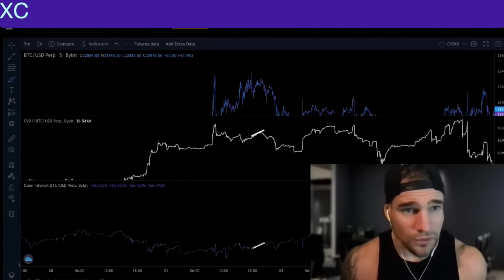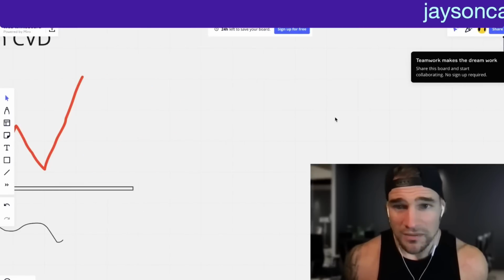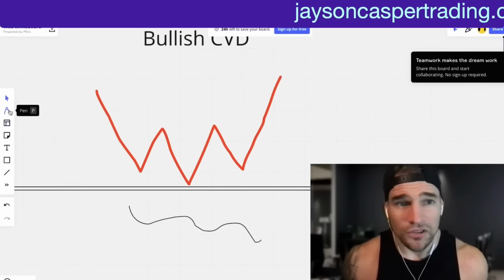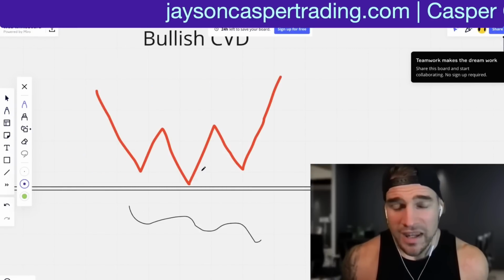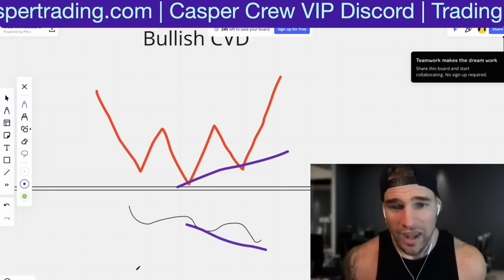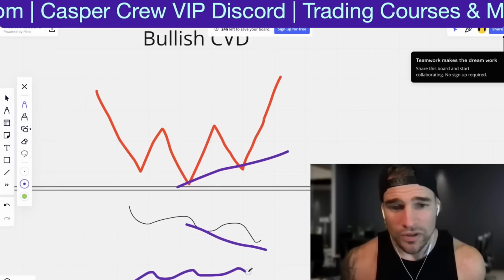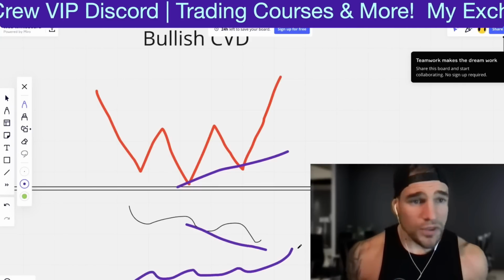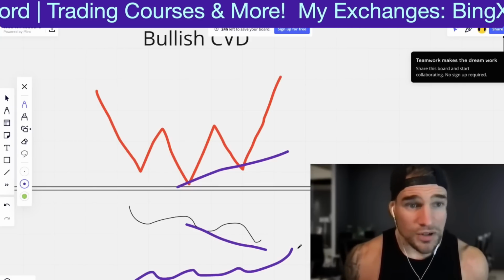Now, the opposite is true for a bullish CVD divergence. Bullish CVD is when the price is making higher lows like this, and CVD is making lower lows, and open interest is also increasing. Now, again, for both of these divergences, we want to see the open interest increasing.